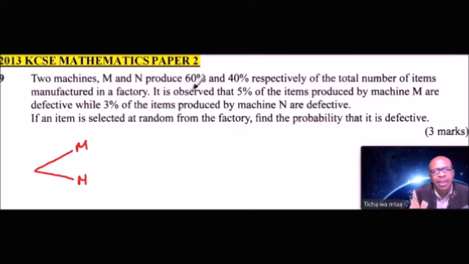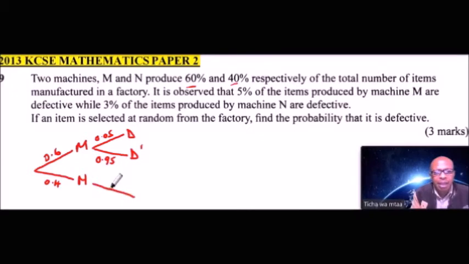Since we are told the probability that an item is produced by M is 60%, 60% is the same as 60 over 100, 0.6. The other one is 40, so it is 0.4, or we can say it is 40 over 100. When you simplify, you get 0.4. An item is defective when it is produced by M. We draw at the second level, so we can use D for defective and D prime for not defective. So the probability that it is defective is 5%, which we can say is 0.05. You can also write it in terms of fractions if you want, and this one is 0.95. So when you add these two, they should add up to 1. This is when it is not defective.